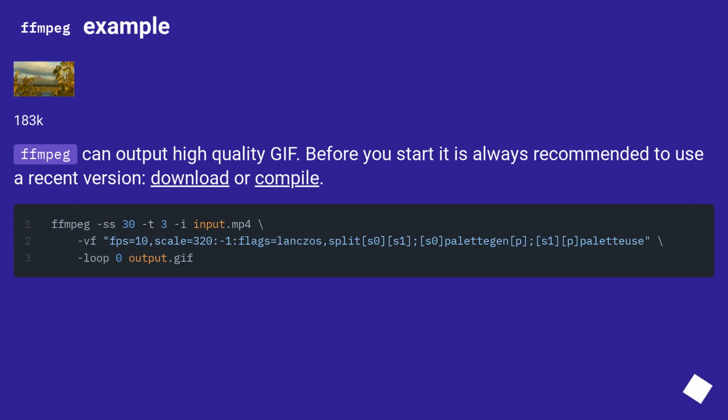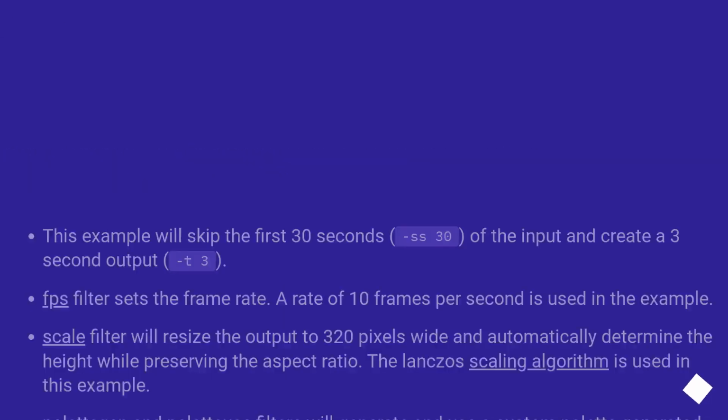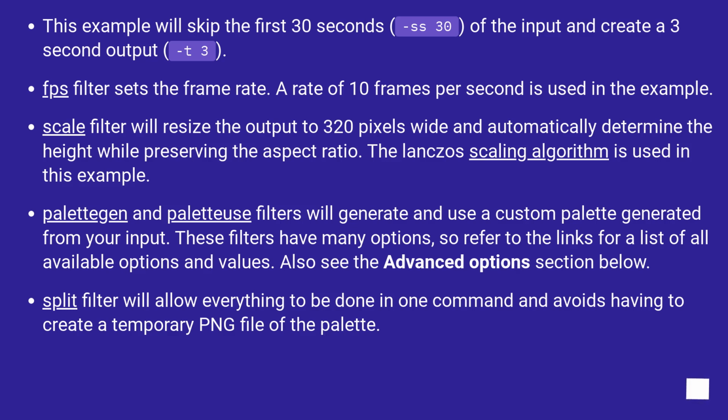ffmpeg example, 183K. ffmpeg can output high-quality GIF. Before you start, it is always recommended to use a recent version, downloaded or compiled. This example will skip the first 30 seconds, -ss 30, of the input and create a 3 second output, -t 3.